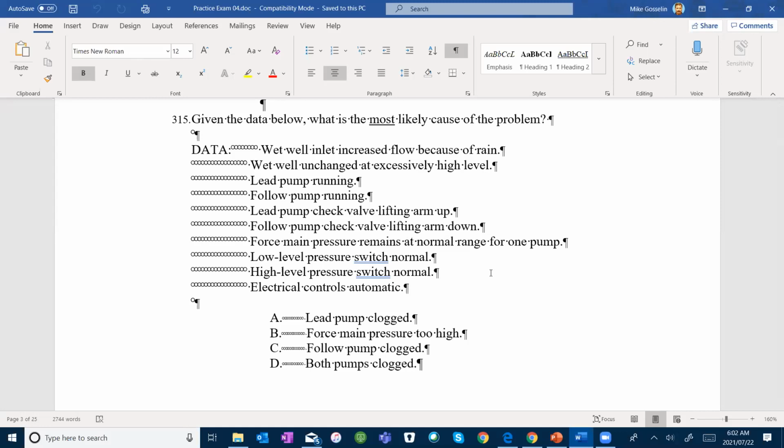So the data here: we have a wet well, increased flow because it's raining. Wet well unchanged and it's at an excessively high level. The lead pump's running, the follower, the second pump, is running. On your lead pump, the check valve arm is lifting up. The follow pump, the check valve arm is not lifting up. Force main pressure is at normal range for one pump. The low level switch is normal, high level switch is normal, and all of your controls are in automatic.